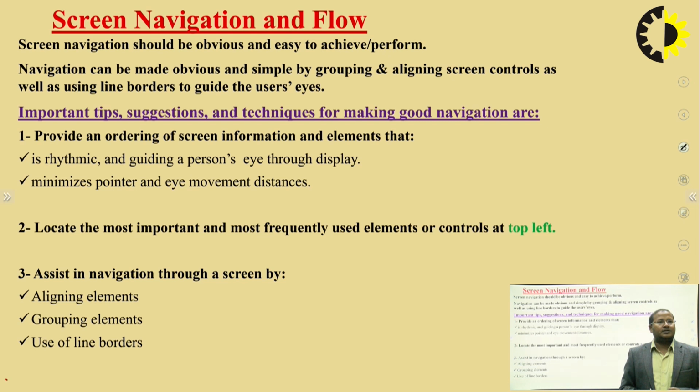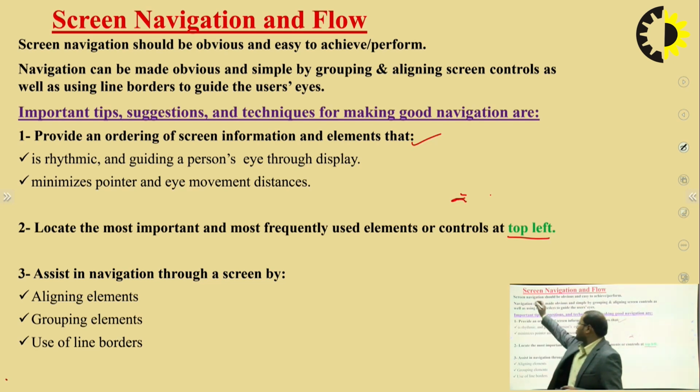Navigation can be made obvious and simple by grouping and aligning screen controls as well as using line borders to guide the user's eye. Important tips, suggestions and techniques for making good navigation are: the first tip is to provide an ordering of screen information and elements that is rhythmic and guides a person's eye through the display, minimizes pointer and eye movement distances, and locates the most important and most frequently used element or control at the top left. So this is top and left.